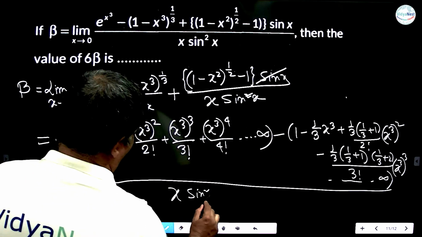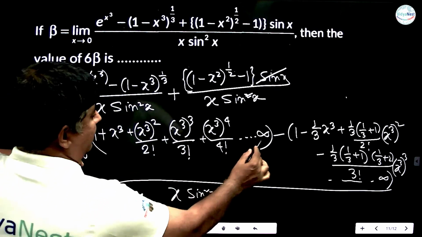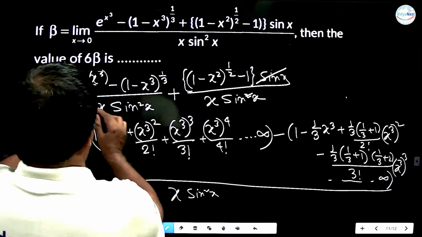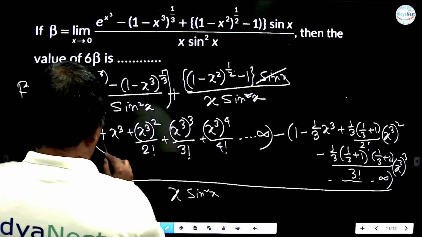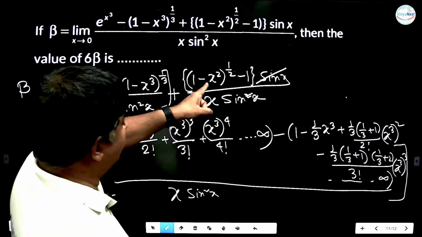Whole thing is divided by x sine square x. Don't be confused seeing this gigantic figure. It is nothing but expansion. So this part is written here. And what about that part?